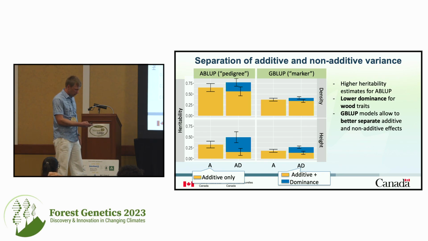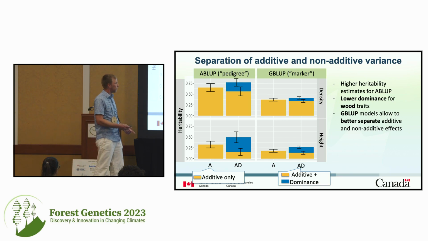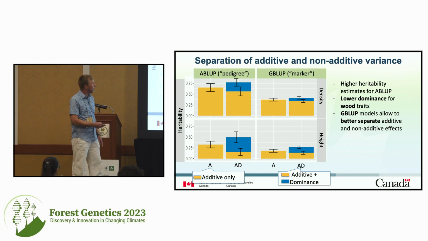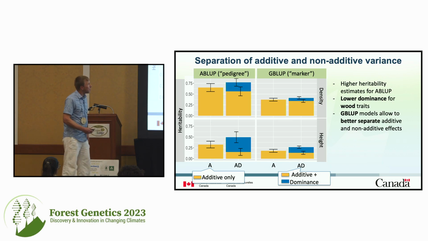But what we also see is that when we go from an additive-only model and add the dominance components, there's a lot of change in variance. So variance seems to switch places. And this component is a bit smaller, or quite smaller, when we're using marker-based models. So this is, I think, good news for me.